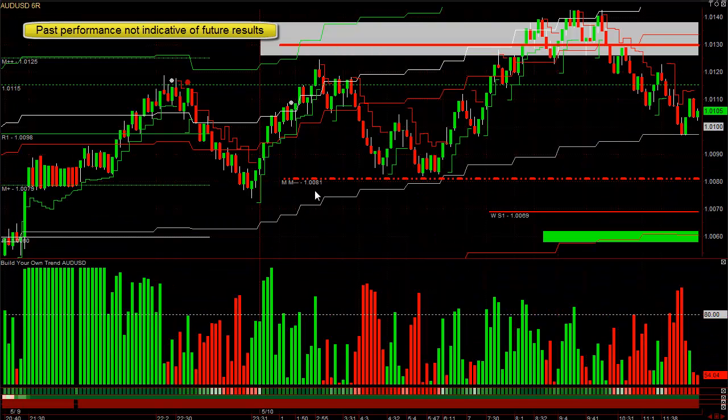Australian dollar, you can see up. You bought this little pullback right here. You would have probably had a small 5 or 6 pip loss. You buy this pullback, small win, and win.